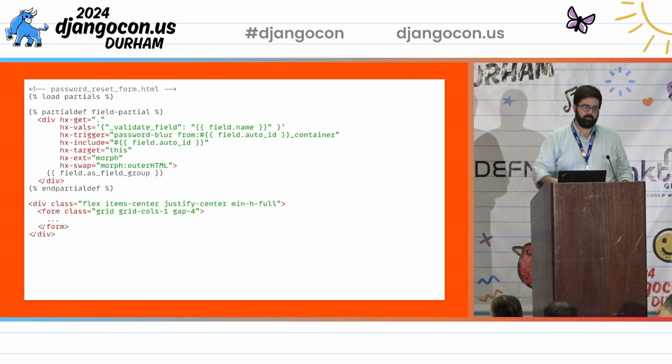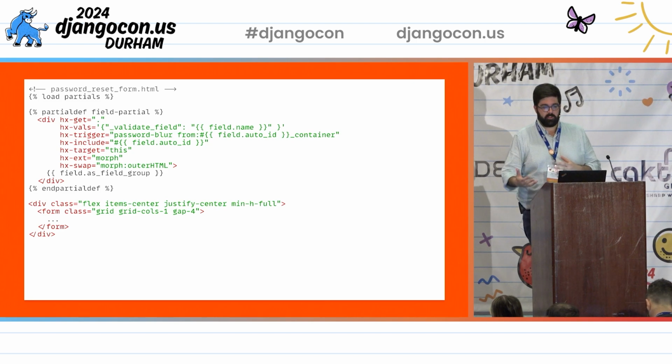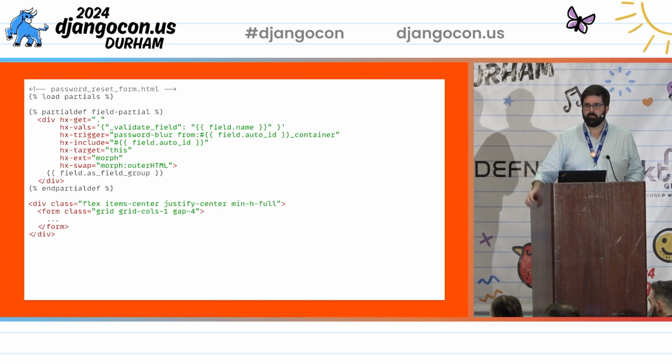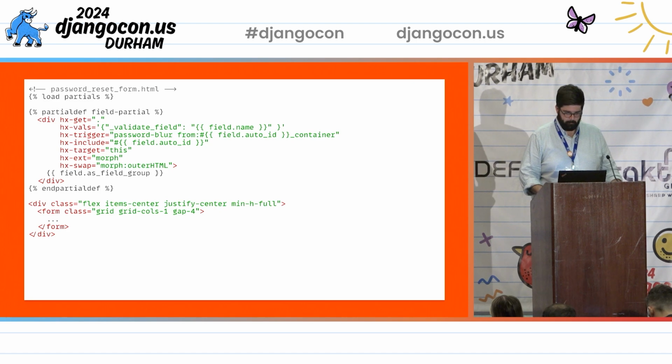Like the hx-get just means we're going to issue a GET to the current URL when this is triggered. We're going to pass in the field name as the validate field in the request. We're going to make sure to trigger it from a custom event, password blur, which we'll get to in the next slide. And we're going to save the password blur event from the container, the widget container. We're going to include the entire input. We're going to target this specific field partial template, and then we're going to use the morphdom HTMX extension, because since we're using inputs and we're going to have focus states, the morphdom HTMX extension handles that focus state pretty well.